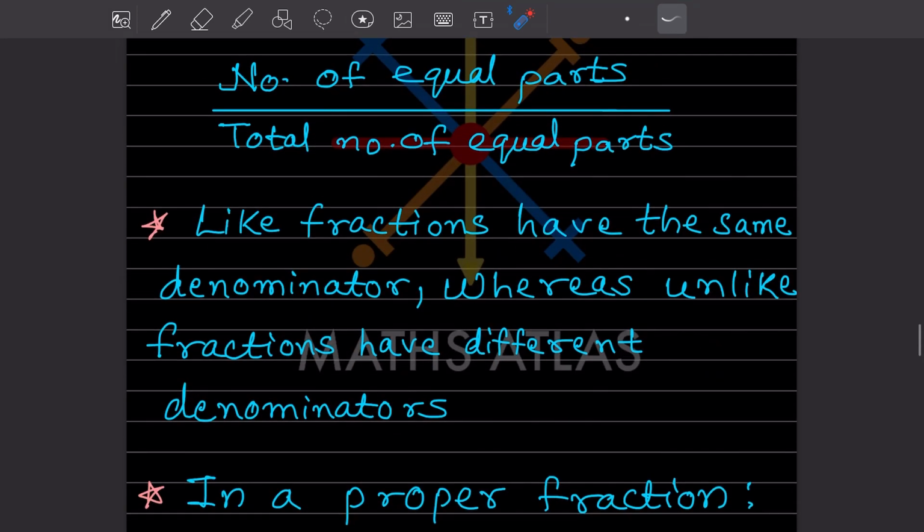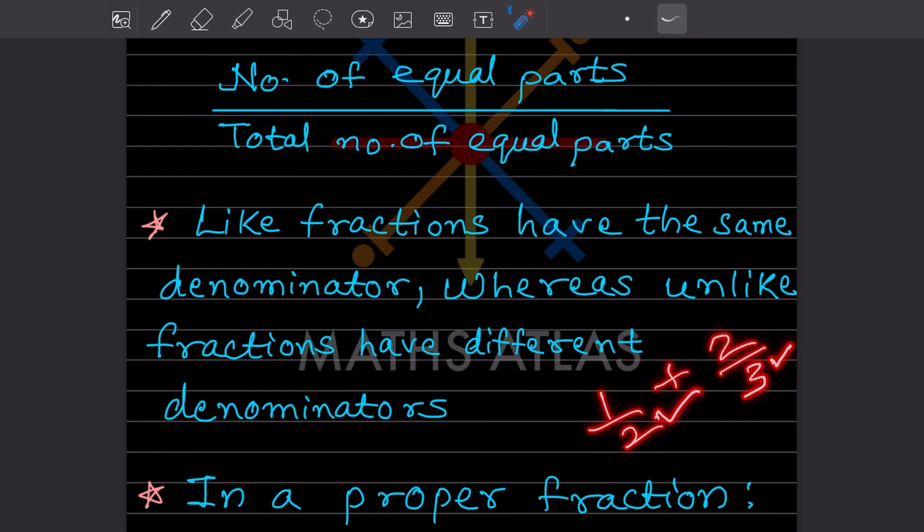So the next term is like fractions. What do you mean by like? Like means same. So here what did they say? Like fractions means having the same denominator. Now if I write here 2/3 plus 4/3, can you look at the denominator? These both are the same. So these are like fractions. Whereas unlike fractions have different denominators. If I write here 1/2 and here 2/3, can you look? This is the denominator. So the denominators are different. So we can say these are unlike fractions.